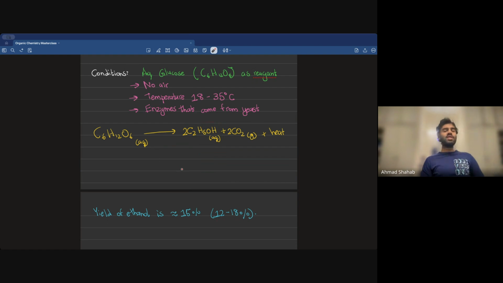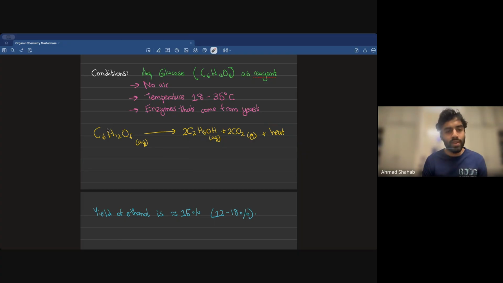And why does the yeast stop working? Because as you see, this is an exothermic reaction. It is continuously releasing heat. So when the heat gets too much for the enzymatic activity to take place as it would, for example when there is a threat of denaturing the enzyme, the yeast stops working. As a result, the production of ethanol is halted at somewhere around 15% yield.